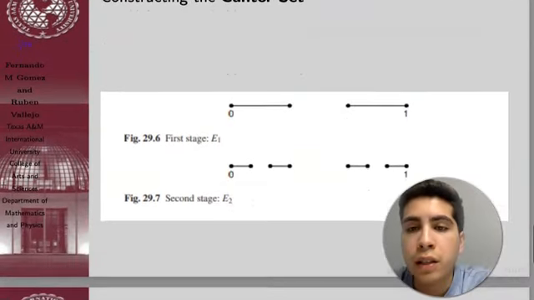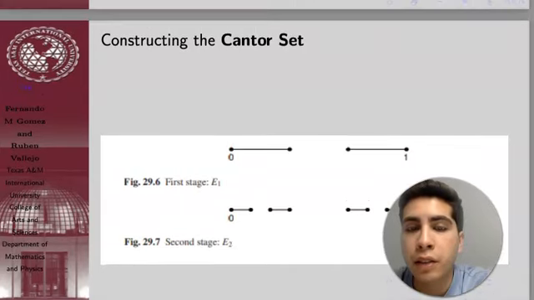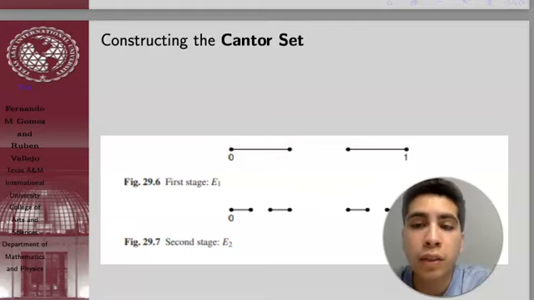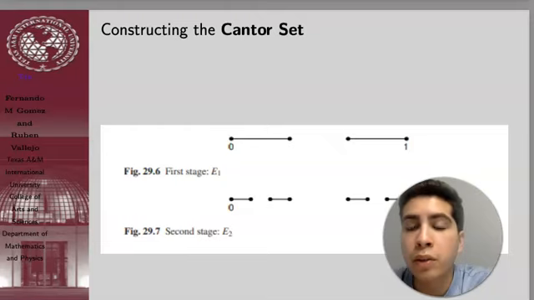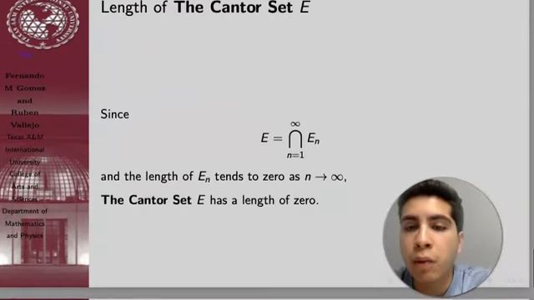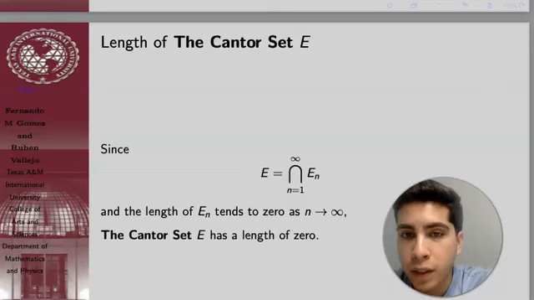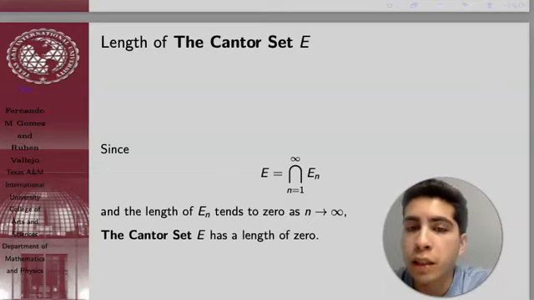In the image, we see a great example of how to construct the Cantor set. In the first stage, we see the middle third being removed, and now we have 2 lines. And in the second stage, for E sub 2, we notice that each of those lines was separated into 3 pieces with the middle being removed. How would we be able to define the length of the set? Well, since E is the intersection from n equals 1 up to infinity of E sub n, and the length of E sub n tends to 0 as n approaches infinity, the Cantor set E has a length of 0.